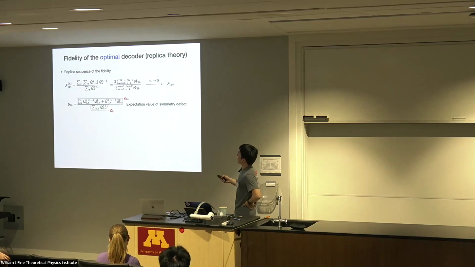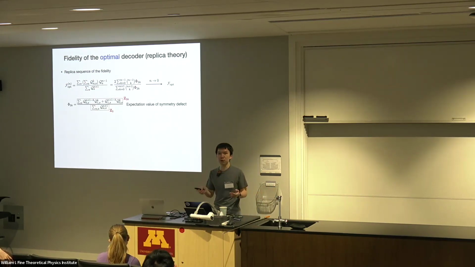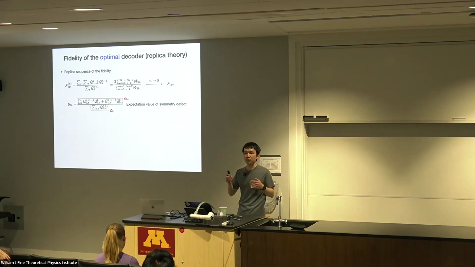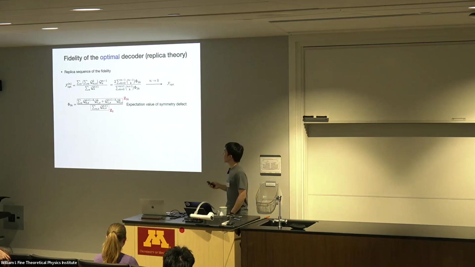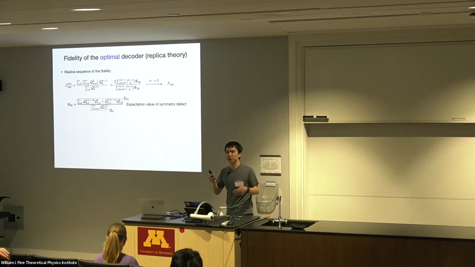Okay, the point is you can formulate this decoding fidelity in terms of a sequence of decoding fidelities, which I call Fn. You can write down this Fn in terms of some quantity, which is phi. I'm going to show you this phi is related to the expectation value of inserting a symmetry defect in an effective model, which I call Z0. And this Z0 is the nonlinear sigma model which we derive.